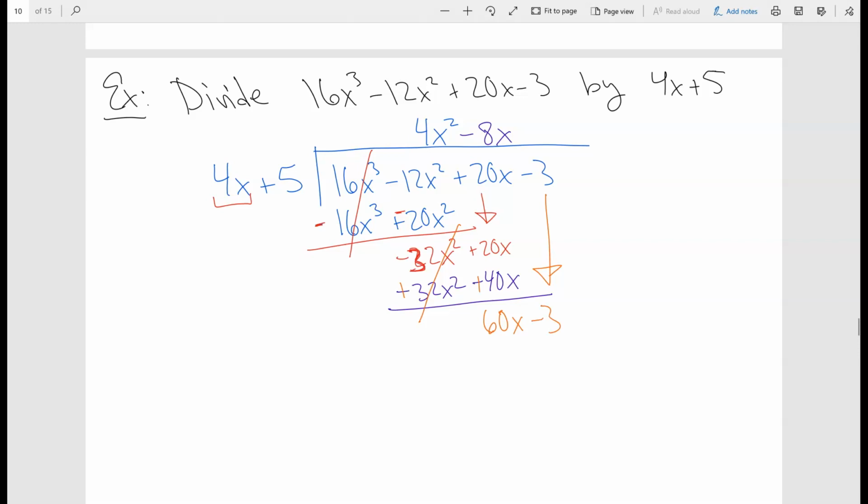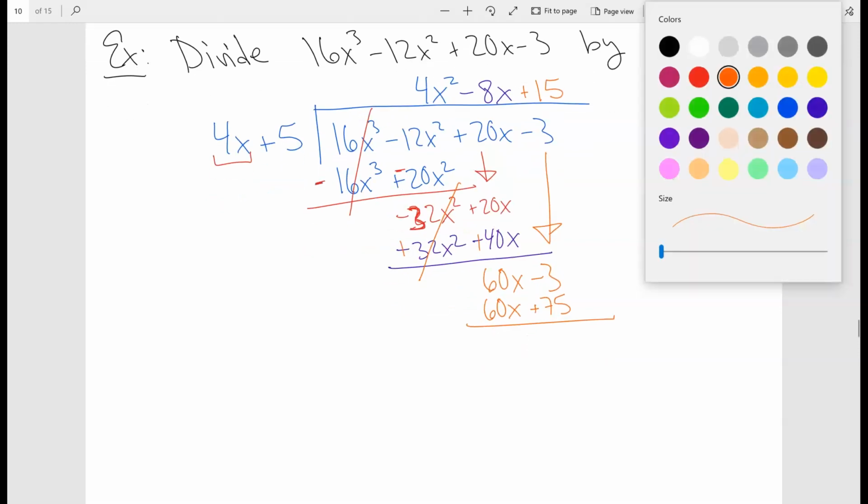What can I multiply by 4x to get this 60x? Well, that's just going to be 15. So I'm going to add 15 here. Plus 15, that's going to give me a 60x. Okay, this 15 times this 5 is going to give me a 75. Okay, positive 75.